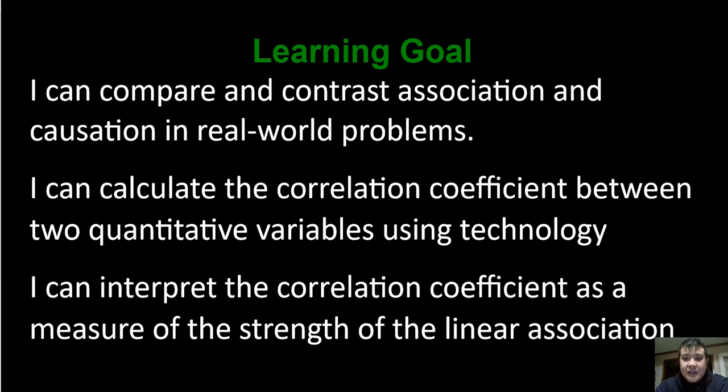Today's learning goal is: I can compare and contrast association and causation in real-world problems. I can calculate the correlation coefficient between two quantitative variables using technology, and I can interpret the correlation coefficient as a measure of the strength of the linear association. Those are a lot of big words. So let's start off with association and causation. Okay, we're going to talk about those.